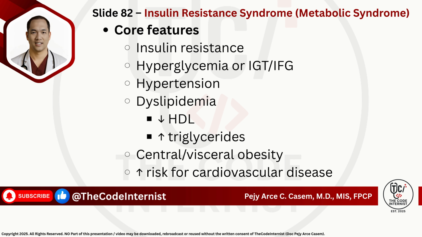Insulin resistance doesn't just cause diabetes. It is part of a larger cluster of conditions that often occur together, called metabolic syndrome. This includes high blood sugar, high blood pressure, bad cholesterol patterns, and central obesity. These all work together to greatly increase the risk of heart disease and type 2 diabetes.